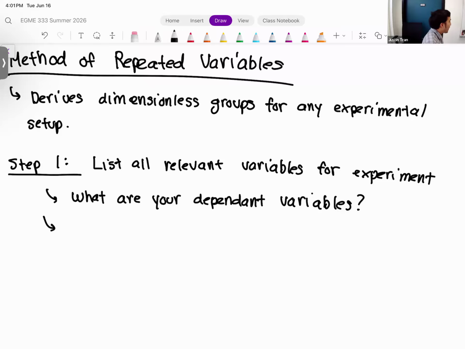So the next question you have to ask is, after you have your dependent variables, using your understanding of fluid mechanics or whatever domain you are running your experiment for, you have to think about, what are the other variables in my system that will affect the value of our dependent variable?